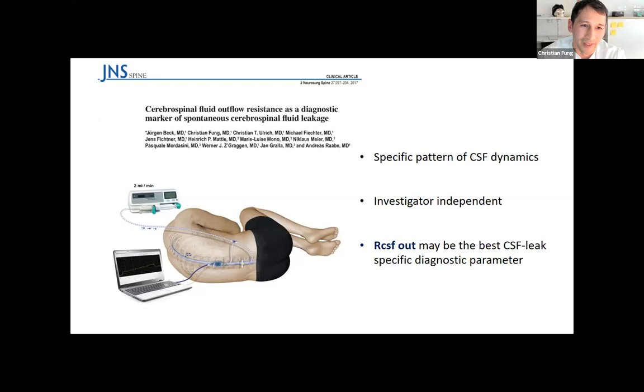And on our part, you have a bunch of parameters that you can get by the analysis of this lumbar infusion test, which we do with the ICM Plus system from Cambridge. But on our part, the most promising diagnostic parameter is the resistance to CSF outflow. And we always look at this when checking whether the patients suffer from spontaneous intracranial hypotension or not. So resistance to CSF outflow is the most promising parameter from the lumbar infusion test.